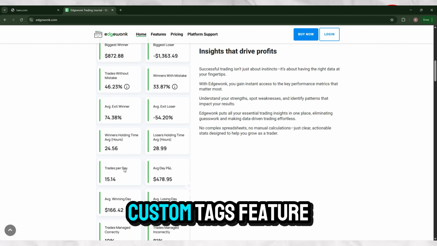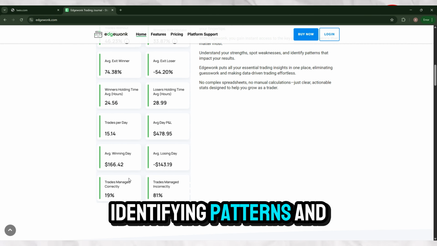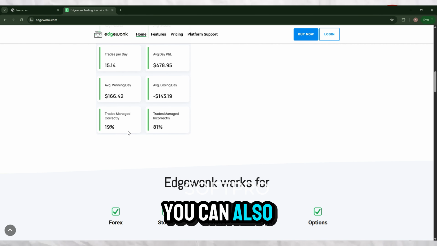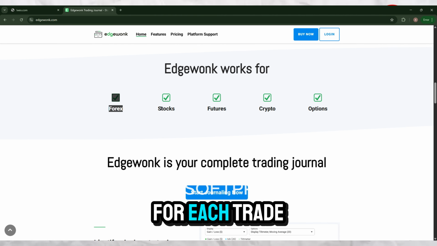Next, use the custom tags feature to categorize trades. This helps in identifying patterns and mistakes. You can also set up journaling notes to keep track of emotions and decision-making for each trade.